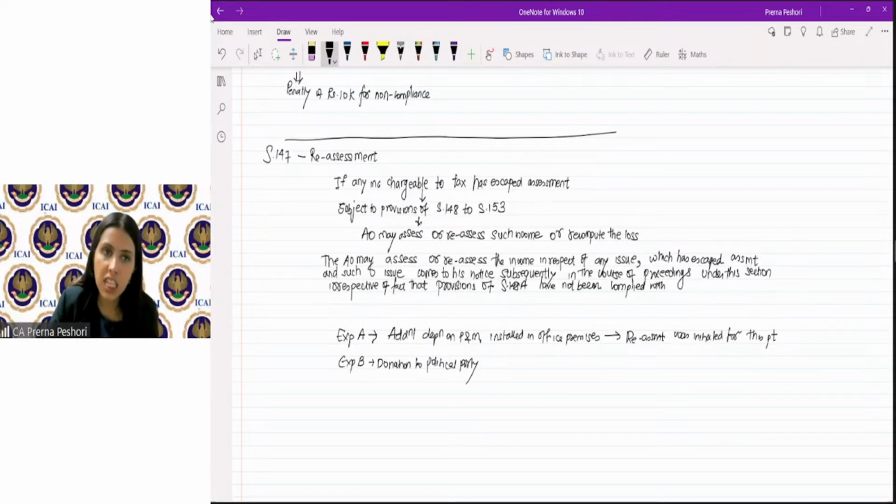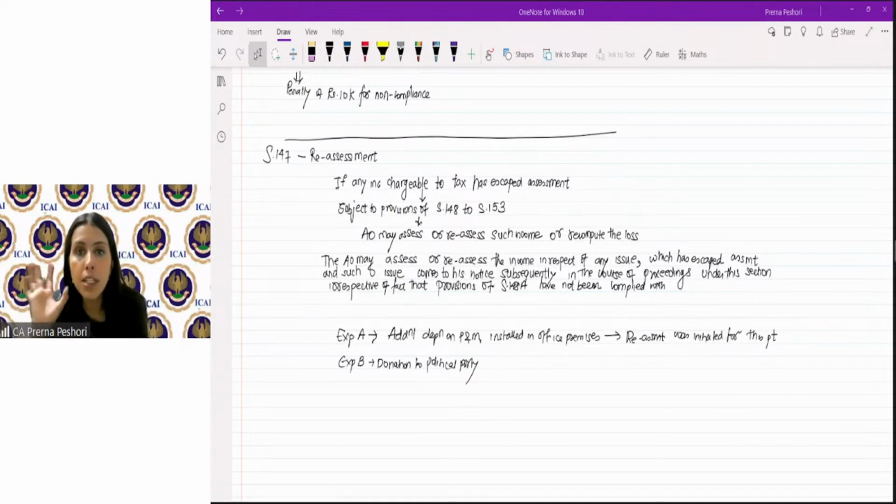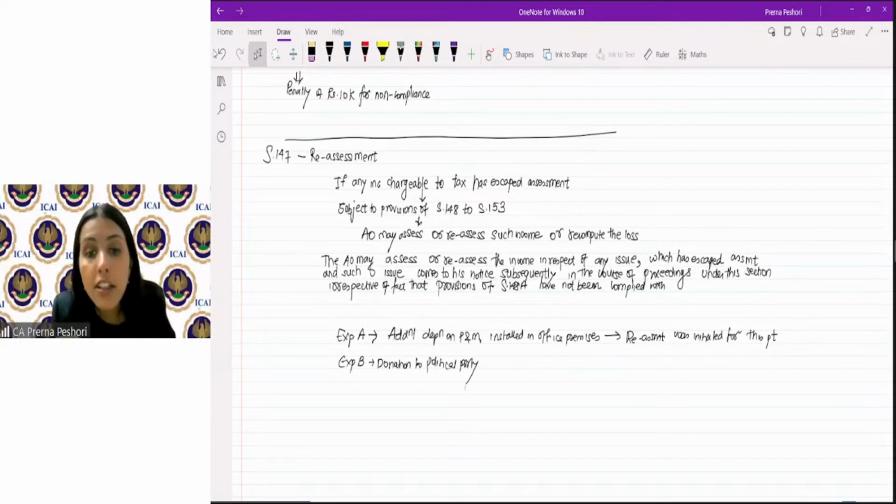So, section 147 says that the AO will not be restricted from making the addition for expense B. 147 says that the AO can assess or reassess the income in respect of any issue which has escaped assessment, and such issue comes to his notice subsequently in the course of proceedings, irrespective of the fact that this particular issue was not identified at the time of issuing the reassessment notice. Are we getting this point?